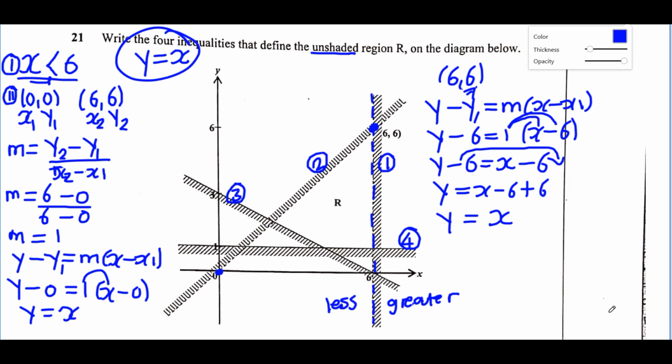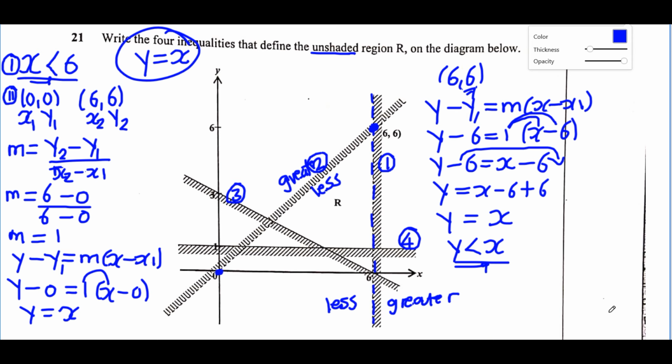Now, upon reaching here, all we need to do is replace the equal sign with an inequality. To do that, we need to identify the shaded and the unshaded. The unshaded below here is less. Any region below is less, then the above is greater. Our area of interest is the one that is less. Therefore, our final answer will be y is less than x. This is our second inequality.